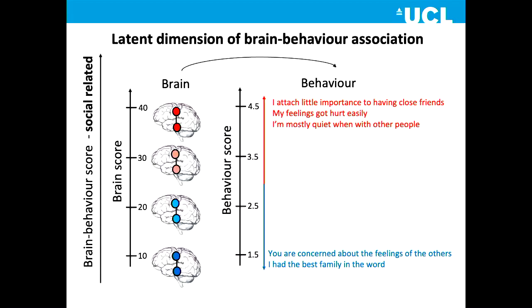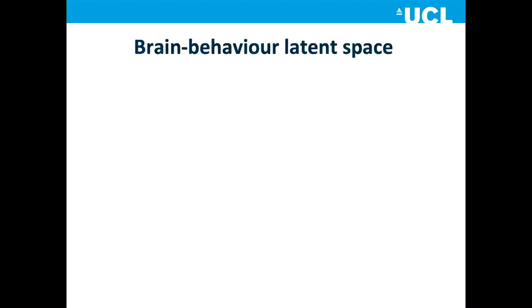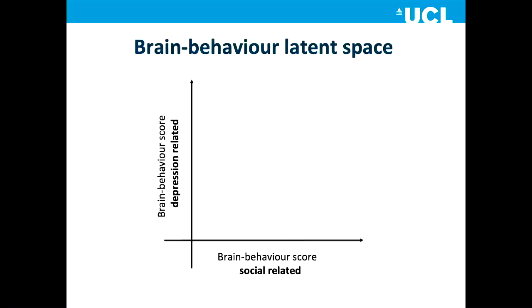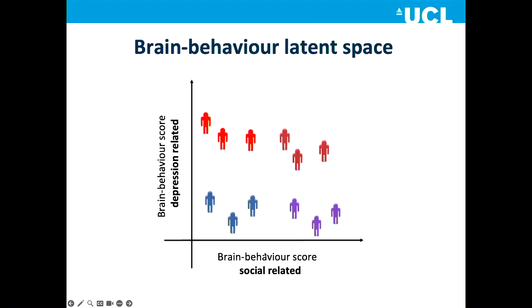Once we find these, we can combine these latent dimensions to create a brain behavior latent space. Just in this toy example, we found two latent dimensions. One was capturing depression aspects in the sample, and the other was capturing social aspects of the sample. And as I said, each subject has a score on these two dimensions, so we can plot our sample in this latent space. And now we can use this.